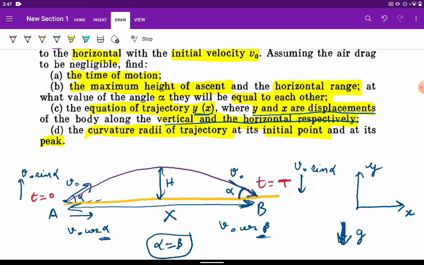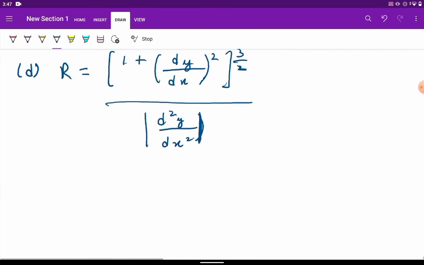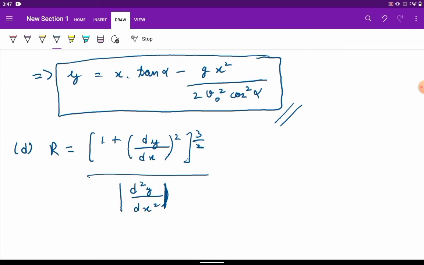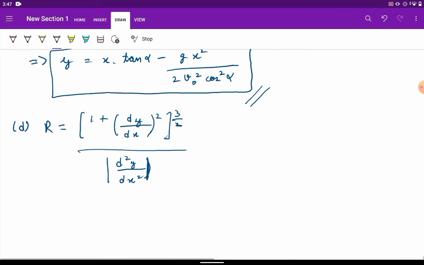So you need to find it at its initial point and at its peak. By peak it basically means the point at which it has the maximum height of ascent. Let's do one thing. We already know what y is in terms of x, so let's directly differentiate it with respect to x. It's very simple.